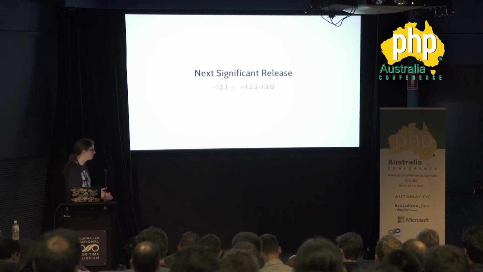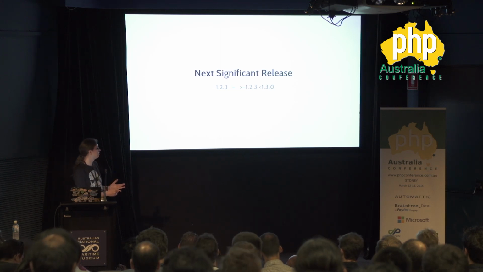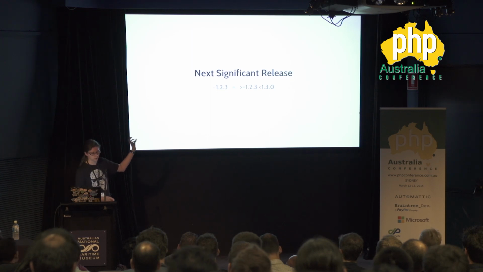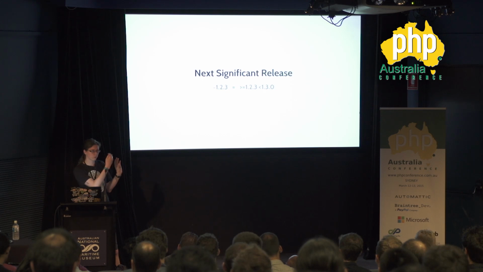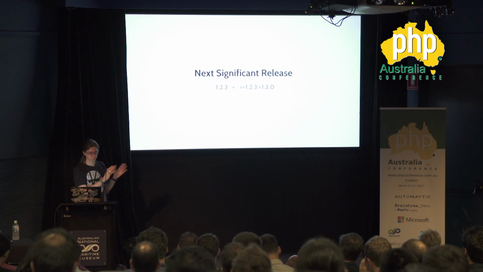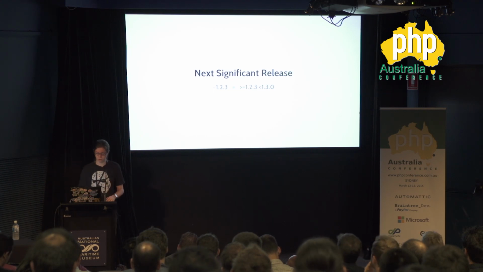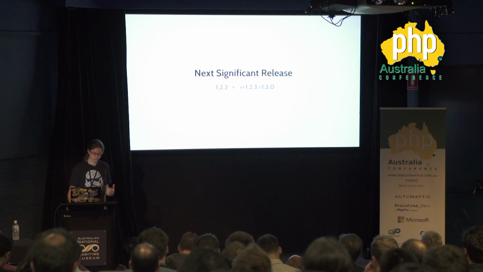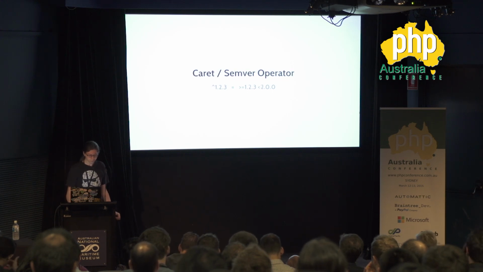But there was a bit of an issue with this one that if you define a more specific one, this one only allows the last number to go upwards. So in this case, you restrict to the 1.2 range. You can't go to 1.3, which is in most cases not so helpful.